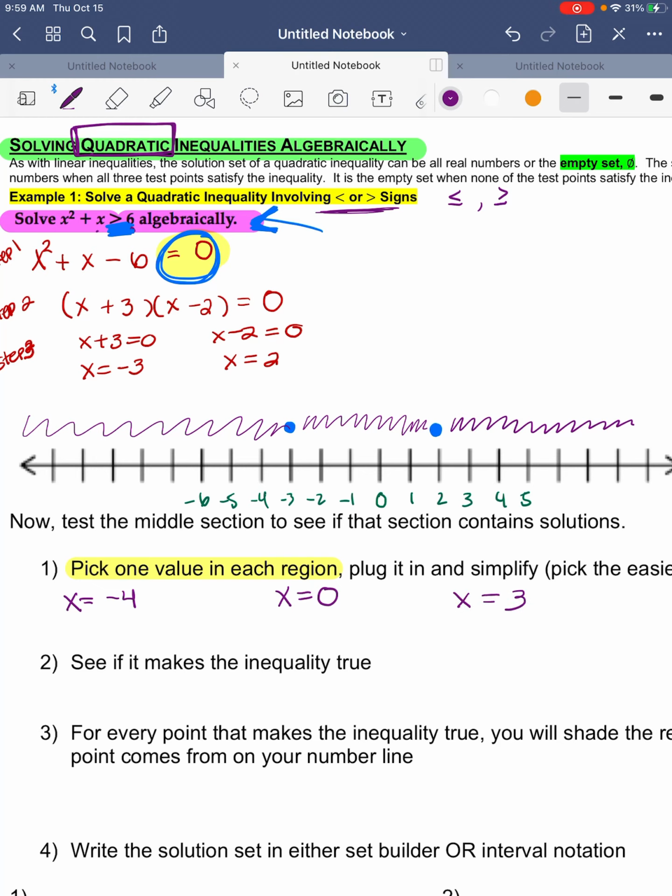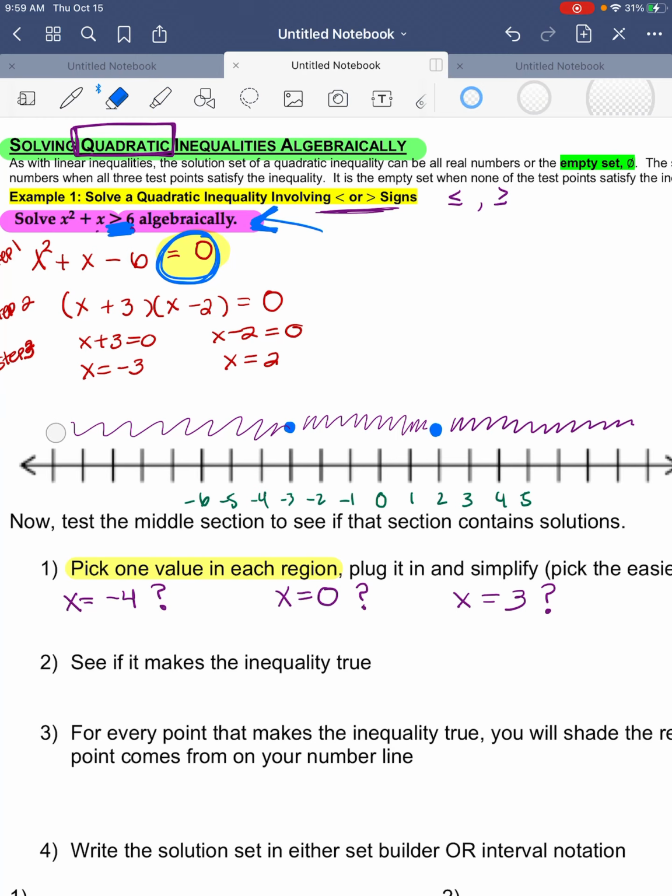You can choose 4 or 5 or 6, but again, I'm gonna just use one of the closest of the numbers, okay? So it's easier for us to solve. So this is the next step, to choose one number of each region. I got -4, I got 0, and I got 3. I'm going to see if when I plug those values into the inequality, that makes something true.